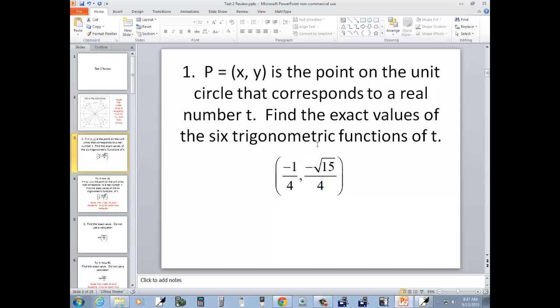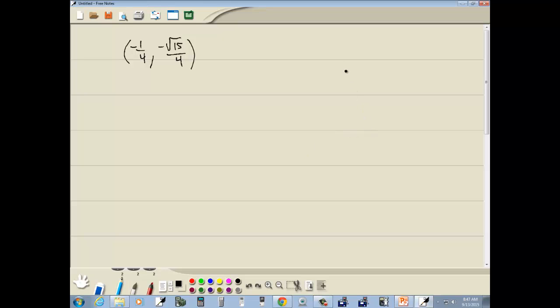Well, they're specifically telling us that it falls on the unit circle, which means we're going to use our formulas. Cosine is equal to x. Sine is equal to y. Tangent is equal to y over x. Secant is equal to 1 over x. Cosecant is equal to 1 over y. And cotangent is equal to x over y.